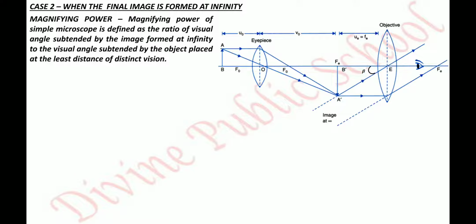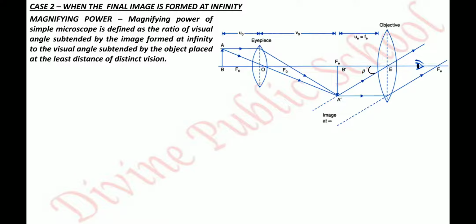Okay. Now we define magnifying power in this case. So in this case, magnifying power is defined as the ratio of the visual angle subtended by the image formed at infinity to the visual angle subtended by the object placed at the least distance of distinct vision. Means the object is there only, at the least distance of distinct vision, but the image is now at infinity. As you have noticed, till now we have done 4 cases, so we have defined magnifying power 4 times.